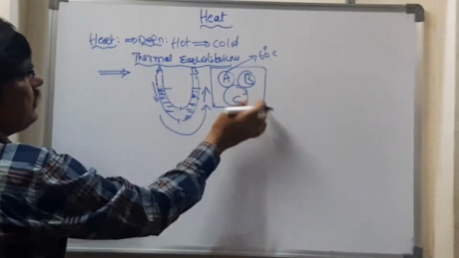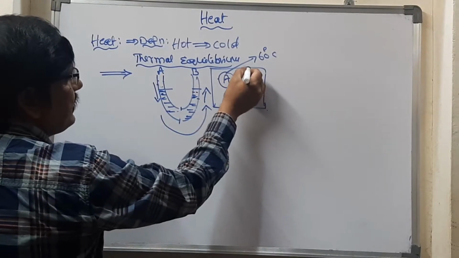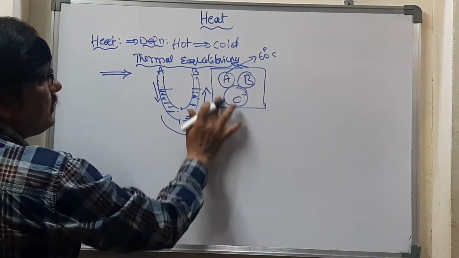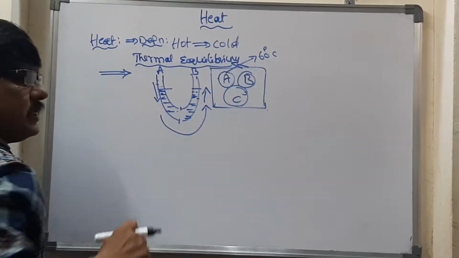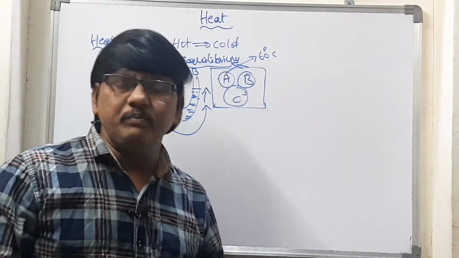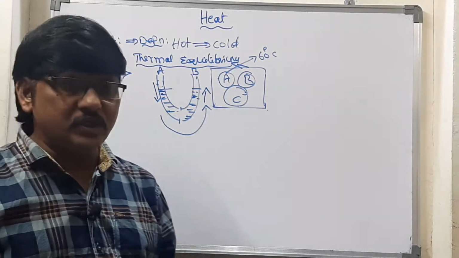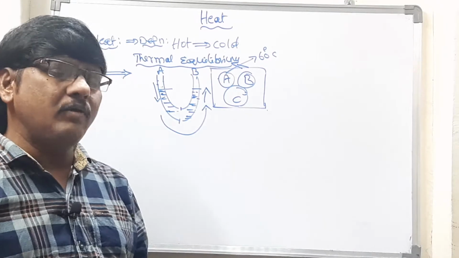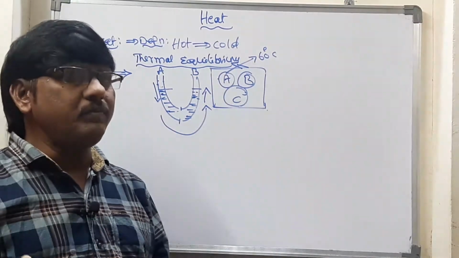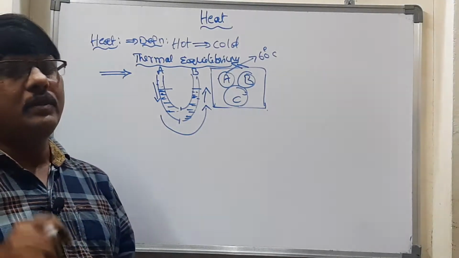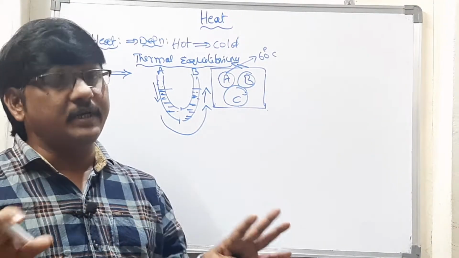Then, one statement was given: this entire system is in thermal equilibrium. A's temperature is given as 6 degrees. How much heat will be transferred to the B body? If A body is having 6 degrees Celsius, this is very important, how much temperature will B body have? It will have the same temperature. Then how much heat will be transferred? No heat will be transferred.